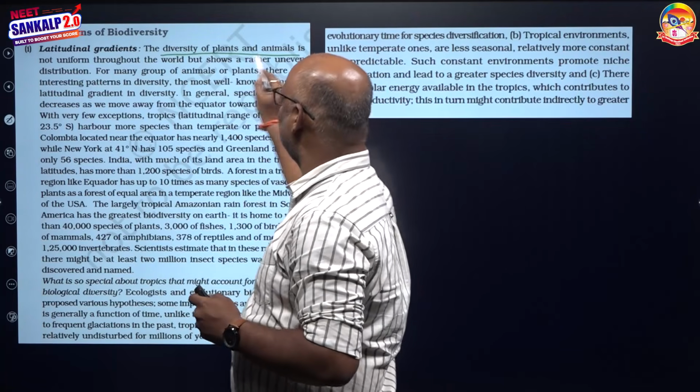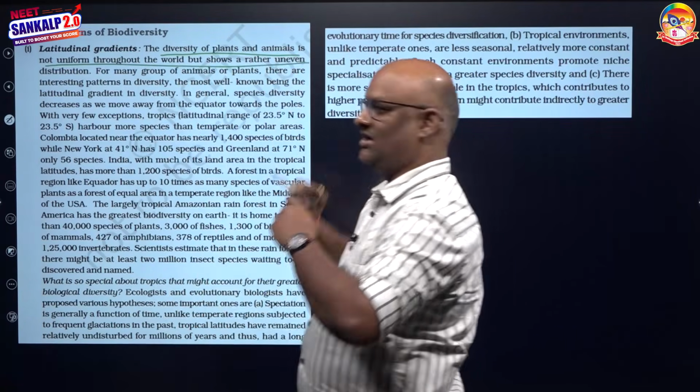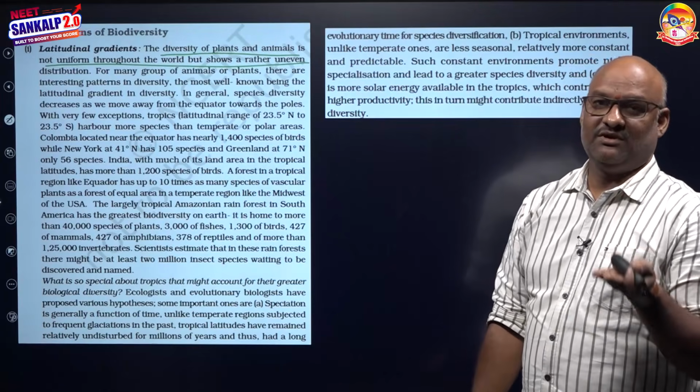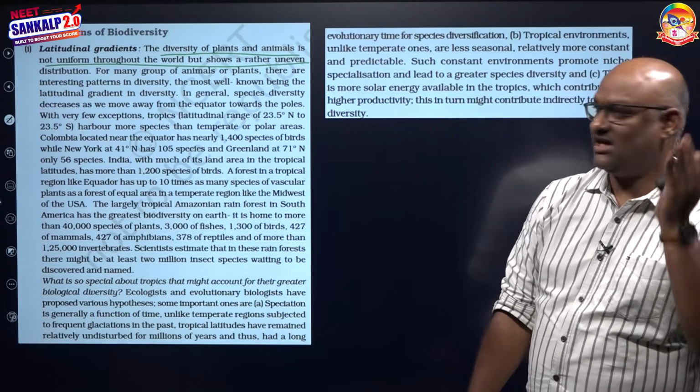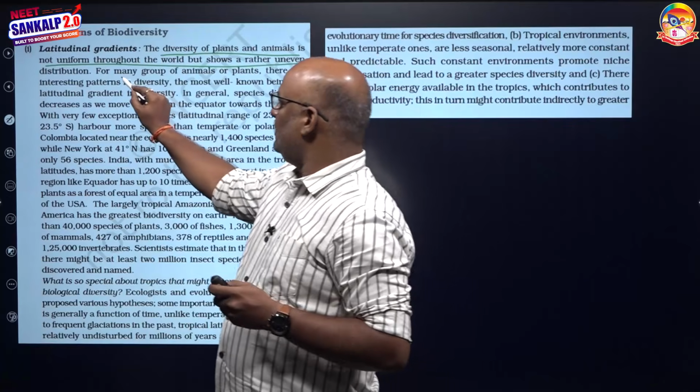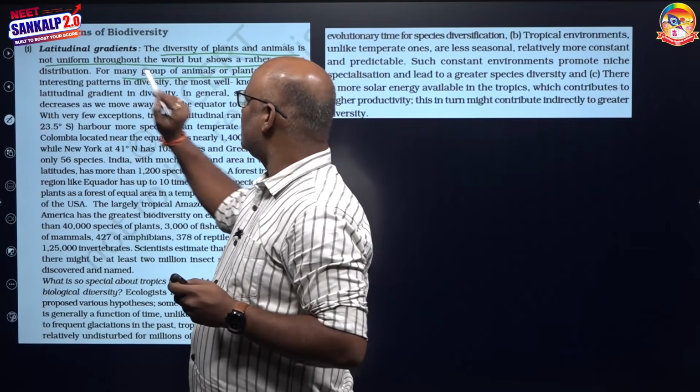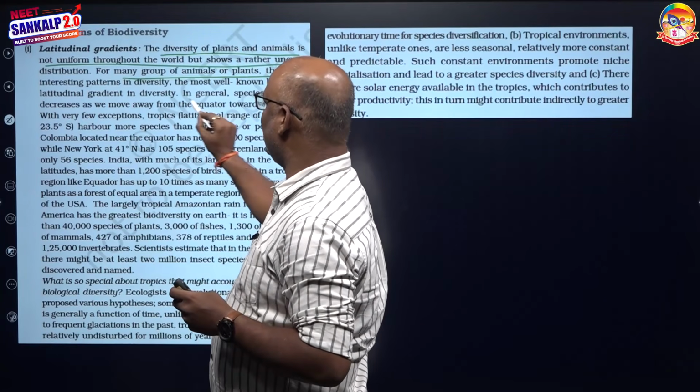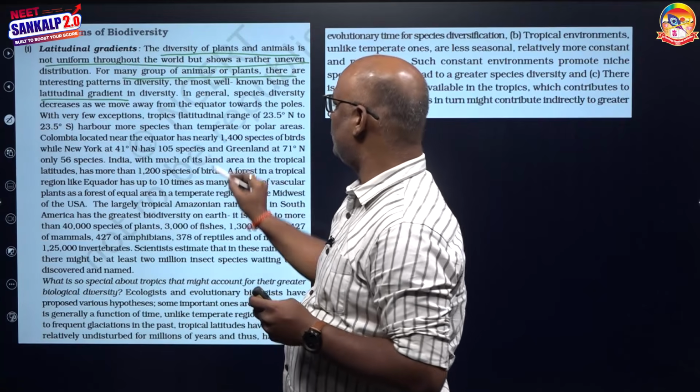Diversity of plants and animals is not uniform throughout the world. It depends upon different environmental and climatic conditions. For many groups of animals or plants, there are interesting patterns in diversity, mainly the latitudinal gradient. And see this point carefully.